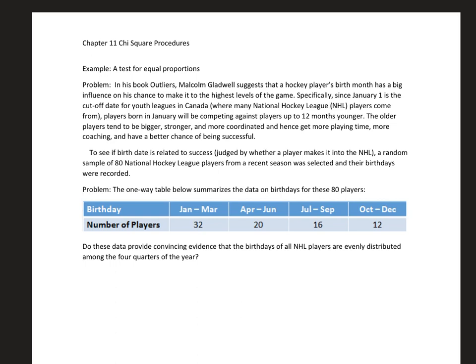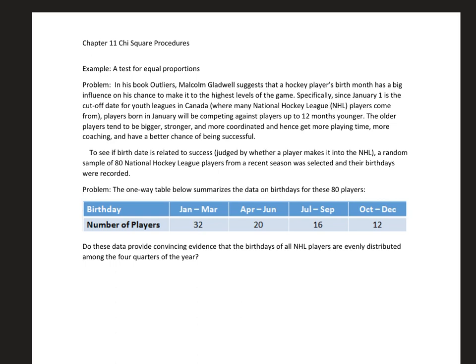To see if birth date is related to success, judged by whether a player makes it to the NHL, a random sample of 80 National Hockey League players from a recent season was selected and their birthdays were recorded. The one-way table below shows the birthdays of these 80 players. Do these data provide convincing evidence that the birthdays of all NHL players are evenly distributed among the 4 quarters of the year?